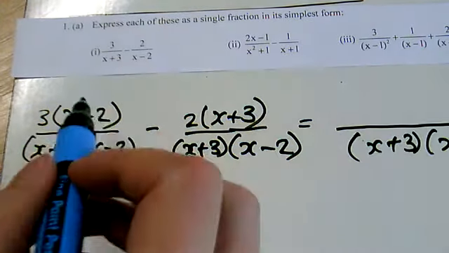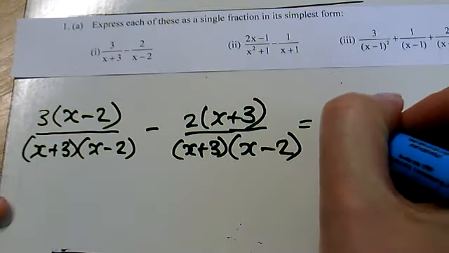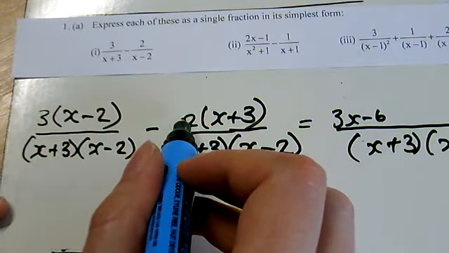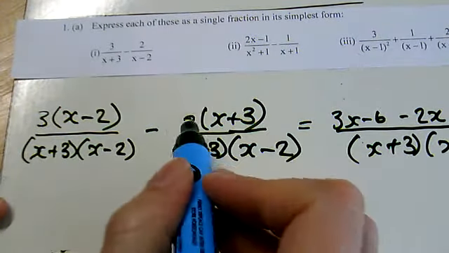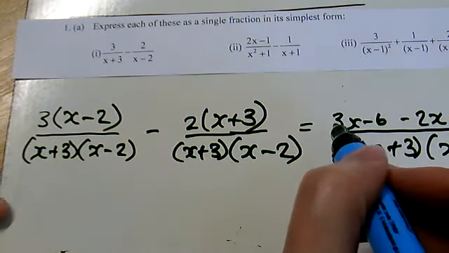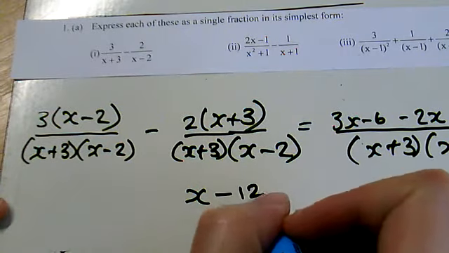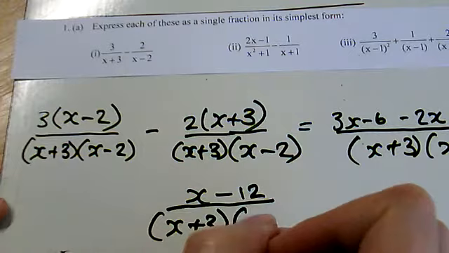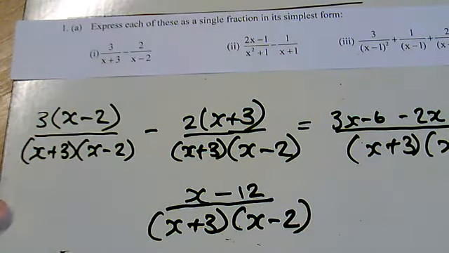And I'm going to expand this just to tidy the top up a little bit as I go. So that's 3x minus 6, and I'm adding the tops, minus 2x, and minus 2 times plus 3 is minus 6. So I just need to simplify that down. So 3x take away 2x is 1x, minus 6 is minus 12, and on the bottom I've still got these two brackets. And we're done. Okay, so on to part 2.